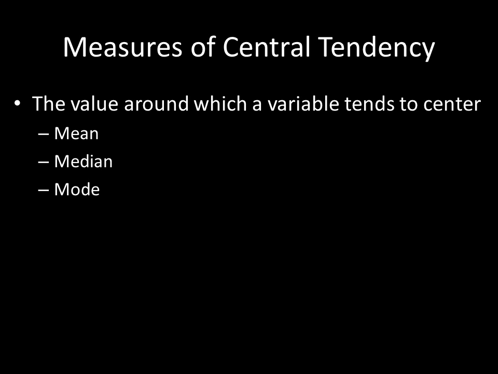Other descriptive statistics that are commonly used include measures of central tendency. Measures of central tendency indicate the values around which a variable tends to center. What is the center point on a numerical variable? There are three measures of central tendency, and they include the mean, median, and mode. We'll talk about each of them.